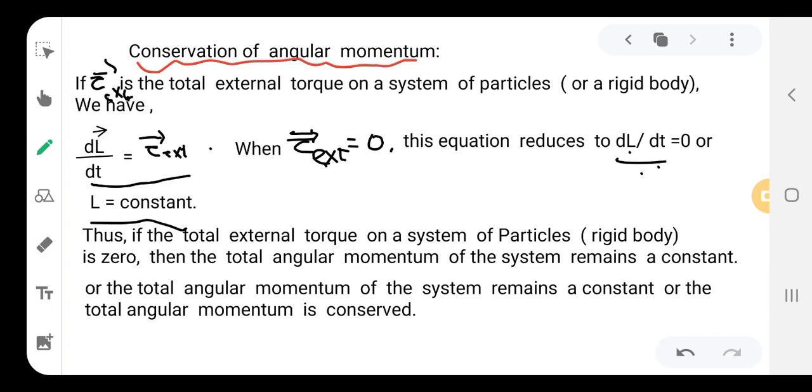Thus, if the total external torque on a system of particles is 0, then the total angular momentum of the system remains constant. So if there is no torque on the system of particles, the momentum will be constant; that means the momentum doesn't change at all. If there is an external torque, then there will be a change in the momentum.